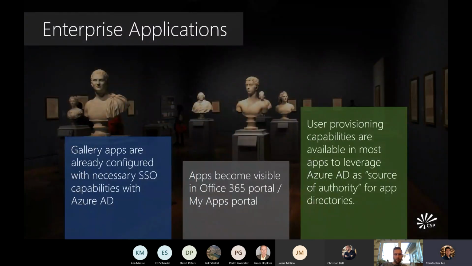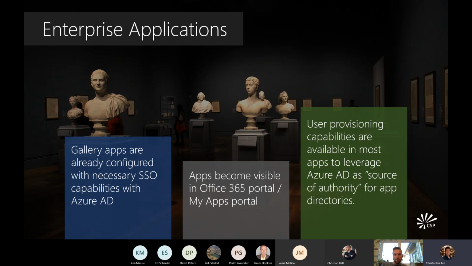All right, so we talked about the gallery apps, or I mentioned the gallery apps, and those are the third-party integrated apps that Microsoft has already done the integration with. Dropbox, Salesforce, Workday, even AWS. Believe it or not, you can do single sign-on to Amazon Web Services if you wanted to. But Microsoft has taken a lot of that work on themselves to make these apps available in the gallery.